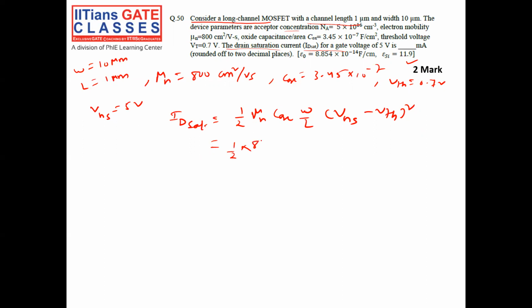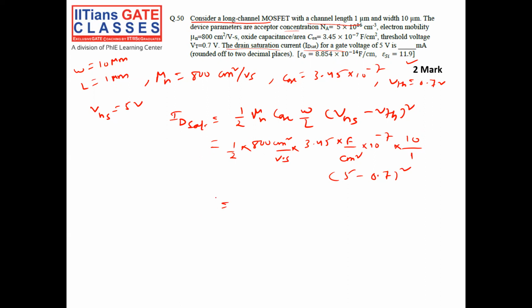800 cm square by volt second into Cox, how much is it? 3.45 into 10 power of minus 7 farad by cm square. W is 10 micrometer, length is 1 micrometer, so W by L is 10. VGS is 5 volt minus VTH, which is 0.7 volt, whole square. Just put the numbers and you can get the answer.